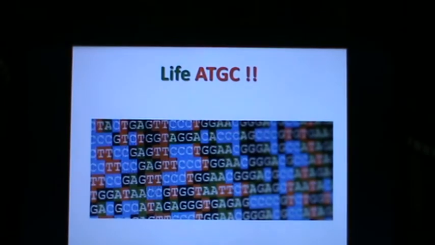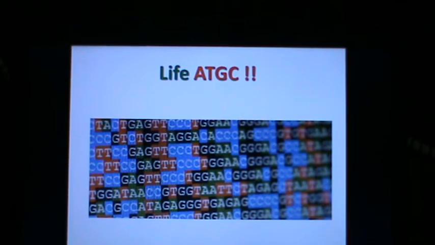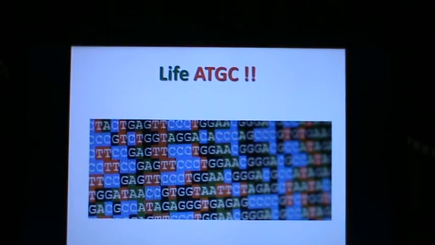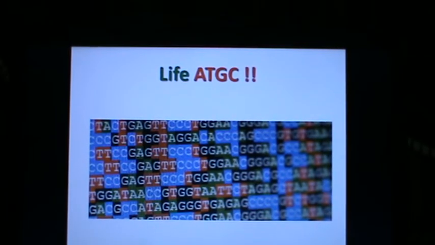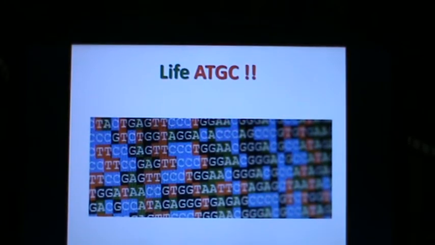Life is ATGC. ATGC is nothing but the DNA sequence. So our life is only related to ATGC. The human sequence is ATGC, the Bacillus sequence is ATGC, E. coli is ATGC, and any type of organism is a combination of ATGC sequences of life. So this ATGC is known as a biological database.